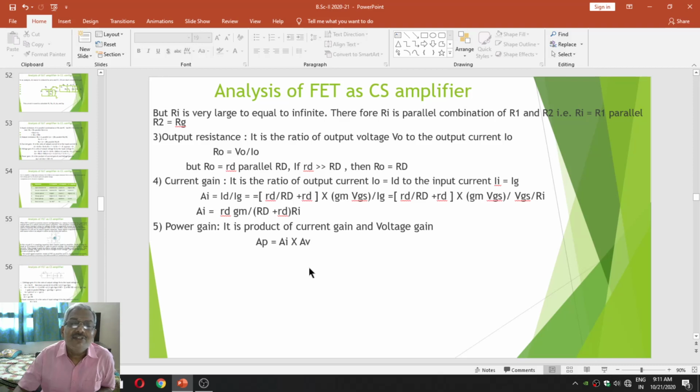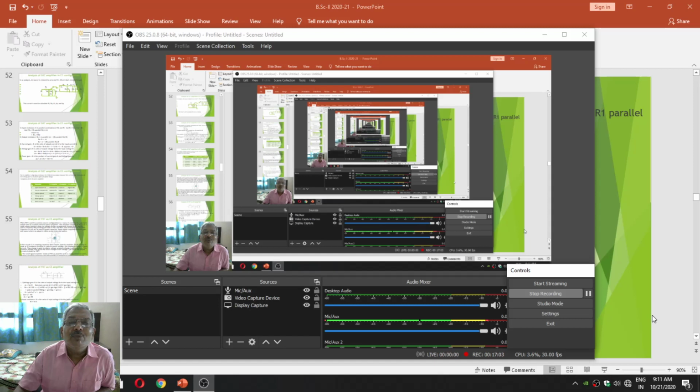Friends, this is how one can analyze FET as a common source amplifier. Today we'll stop here as far as the study of FET as a common source amplifier and its analysis to determine the input resistance, output resistance, voltage gain, current gain, and also the power gain of FET as a common source amplifier.